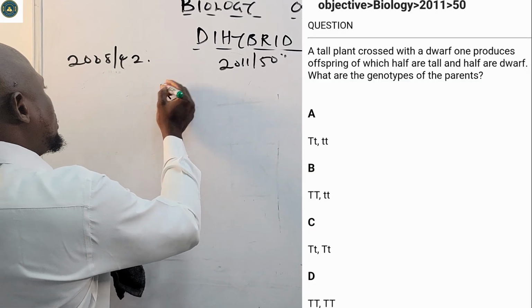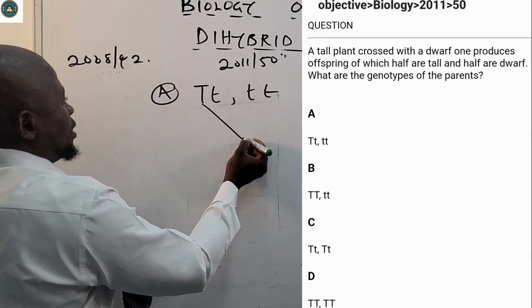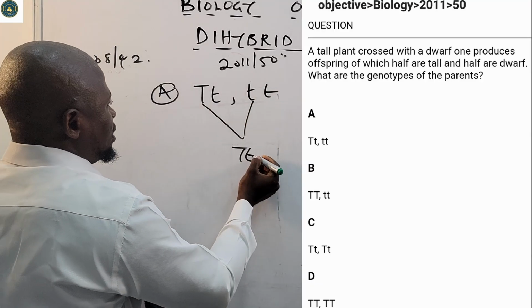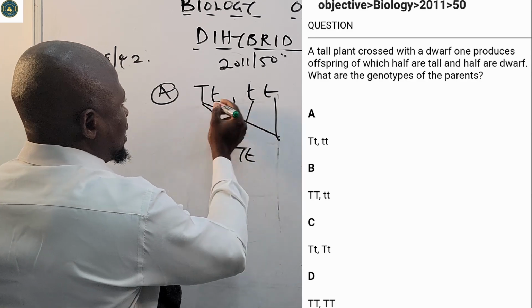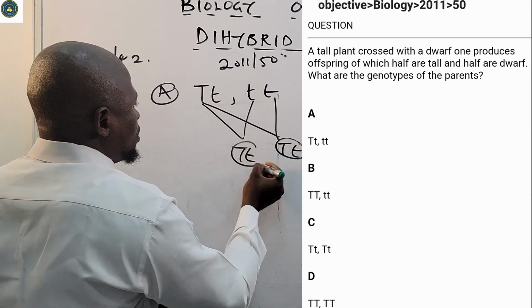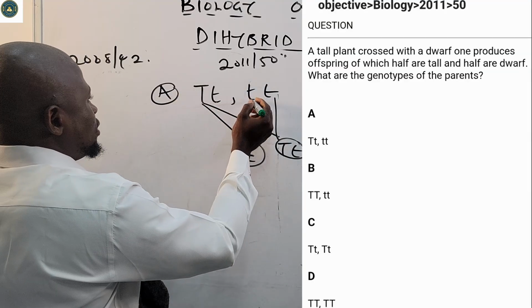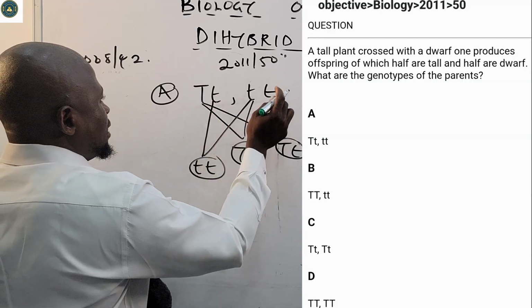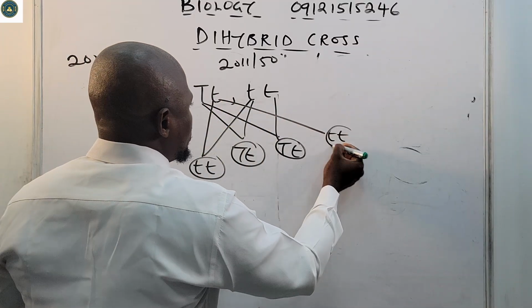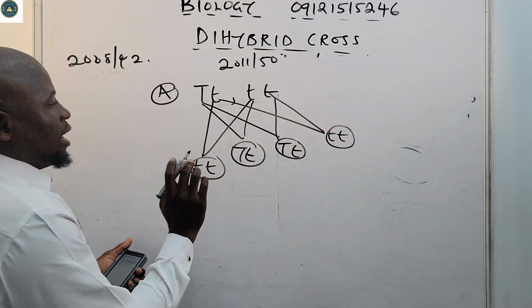We will check option A, which is TT and tt. If we cross this, this will cross with this, and I am going to have Tt also. Then this now will cross. I am keeping the capital letter T constant, and this will cross, so I am going to have Tt. Then this and this will also cross, so I am going to have tt. This and this will cross, so I am going to have tt.